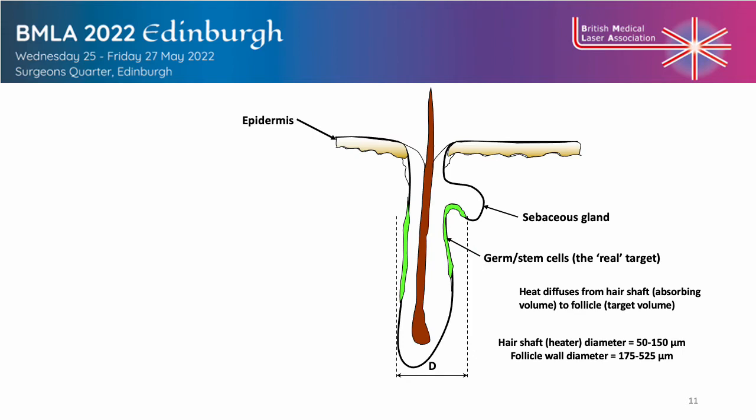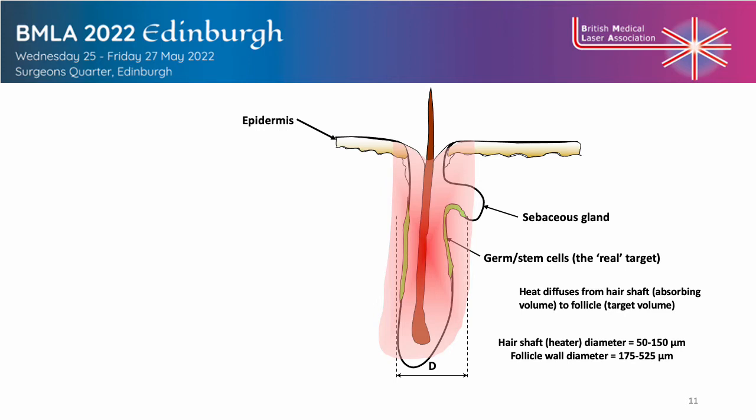If we have here a cross-section of a hair follicle, the stem cells you can see are on the follicle wall, and they can be up to 3.5 times the radius of the hair shaft itself. So we fire in some laser or IPL light. It scatters about all over the place in the dermis, and a tiny fraction will be absorbed by the melanin in the hair. This then is converted into heat energy, which raises the local temperature.